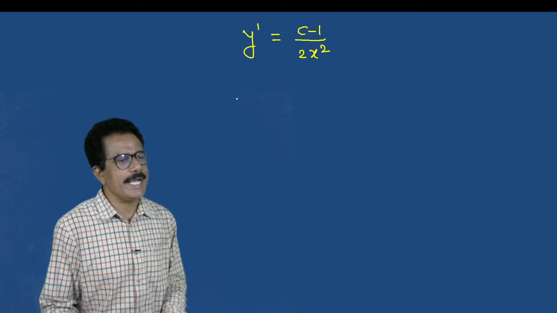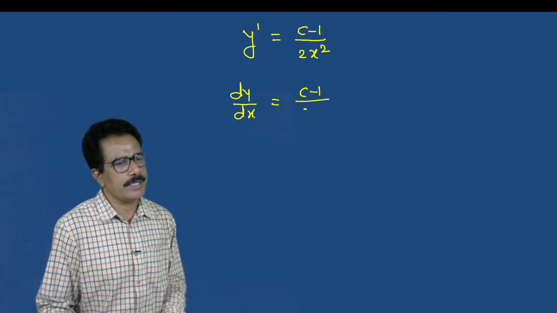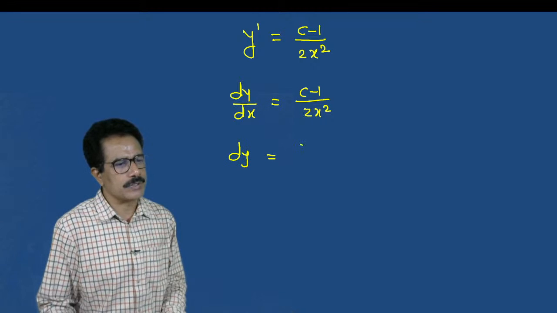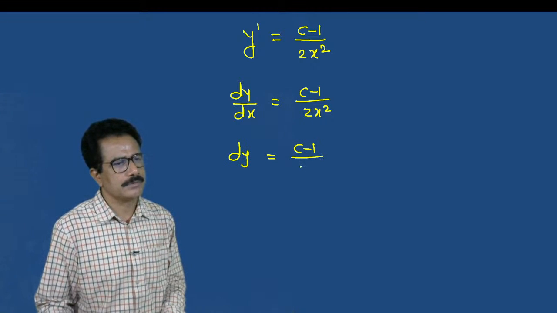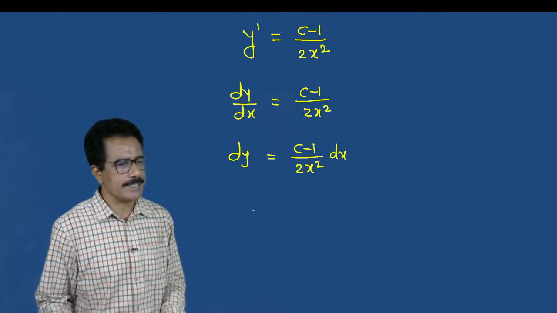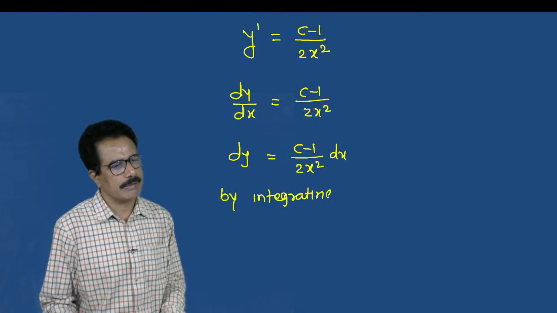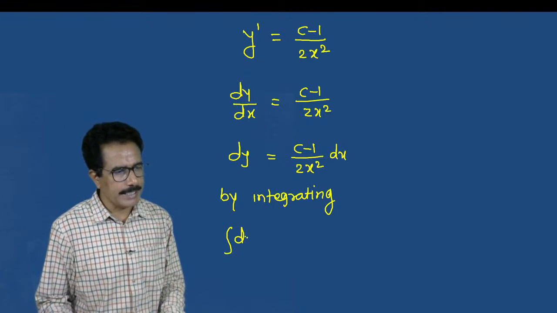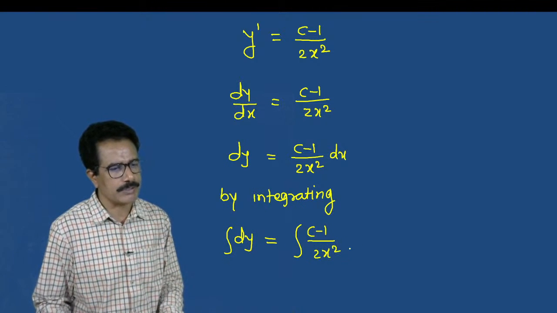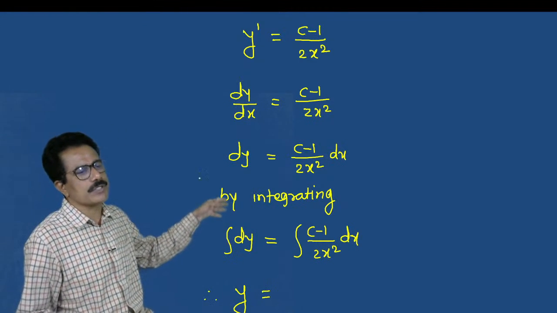Y dash means dy by dx, which is equal to c minus 1 divided by 2x square. So dy is equal to c minus 1 upon 2x square into dx. By integrating, we have to take the integration. Dy is equal to integration of c minus 1 upon 2x square into dx. So integration of dy is equal to y.